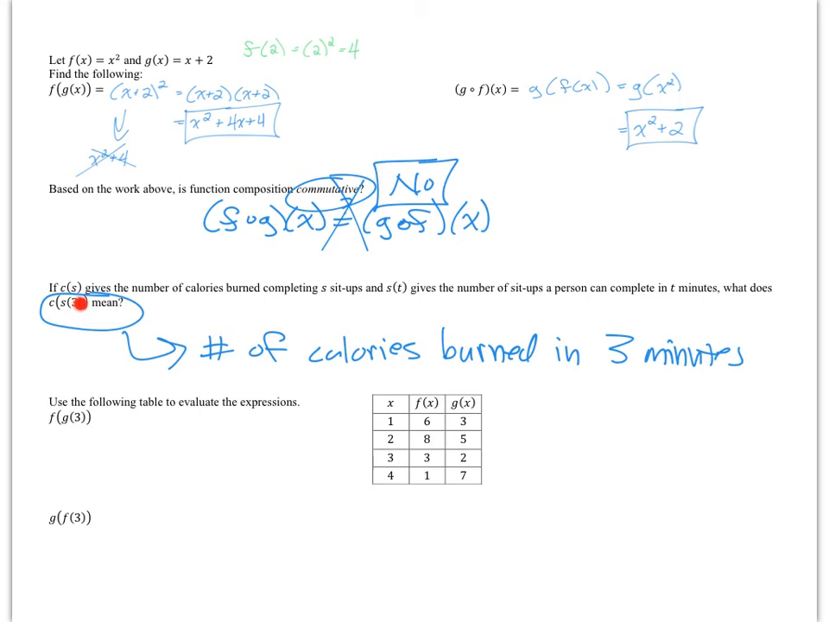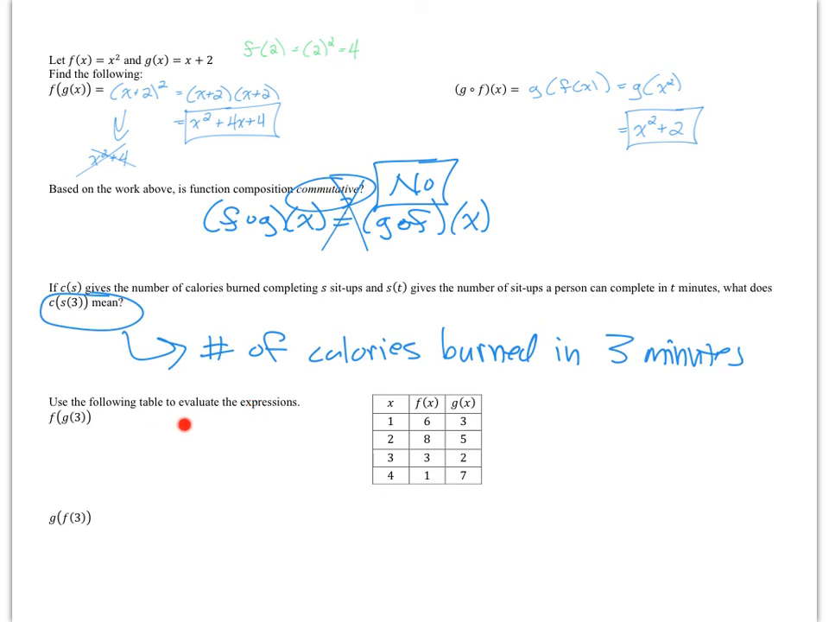So 3 minutes is going to give us some number of sit-ups that we don't know, and the number of sit-ups is going to give us the number of calories that we don't know. The only thing we know from this notation is the 3, and that tells us the minutes, because it's the input for S, so T is minutes. So 3 minutes, that output will tell us how many calories have been burned. So again, just like on the other side, just an example of when composition of functions can be useful.